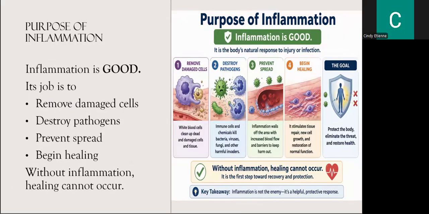So many people think inflammation is bad, but inflammation is actually a normal and protective response. Its purpose is to remove damaged and dead cells, destroy invading pathogens like bacteria and viruses, prevent the infection from spreading, and begin the healing process. Inflammation is the body's way of cleaning up the injury and preparing the tissue for repair. While excessive or chronic inflammation can become harmful, acute inflammation is essential for recovery. Without inflammation, wounds would not heal properly, and infections would be much harder for the body to control.